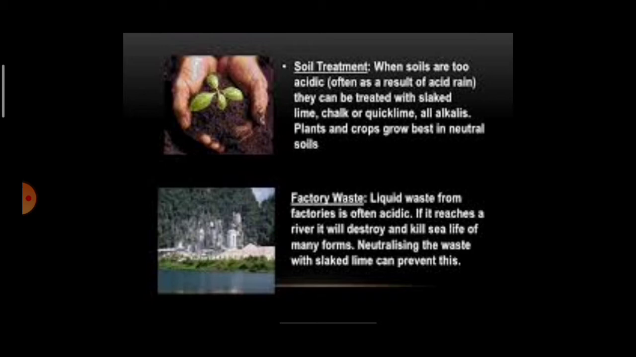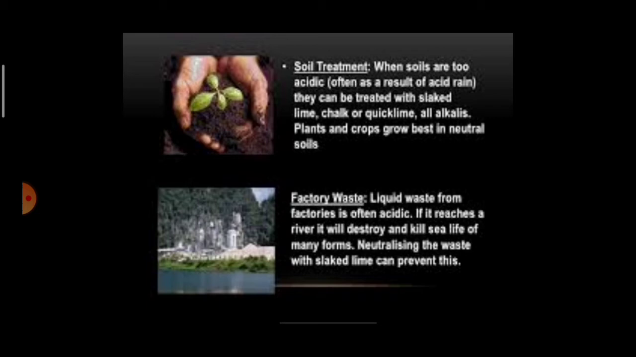As I said, when the soils are too acidic due to acid rain, which we have already discussed, then it can be treated with slaked lime, chalk or quicklime. All are alkalis, or basic in nature. So in neutral soils, plants and crops grow better.